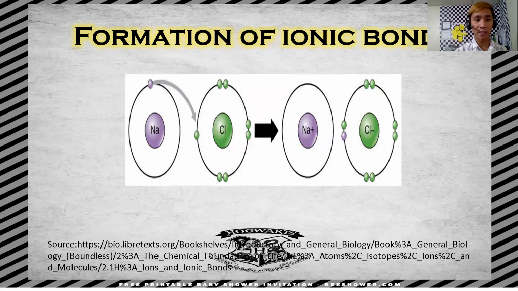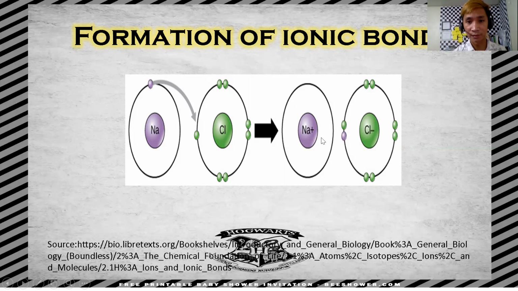So let me give you an example. Let's take sodium chloride. A basic example, wherein sodium has a valence electron of 1. So it has 1 electron there. It gave that to chlorine until chlorine completely has 8 electrons in its shell. So that is how the ionic bond forms.